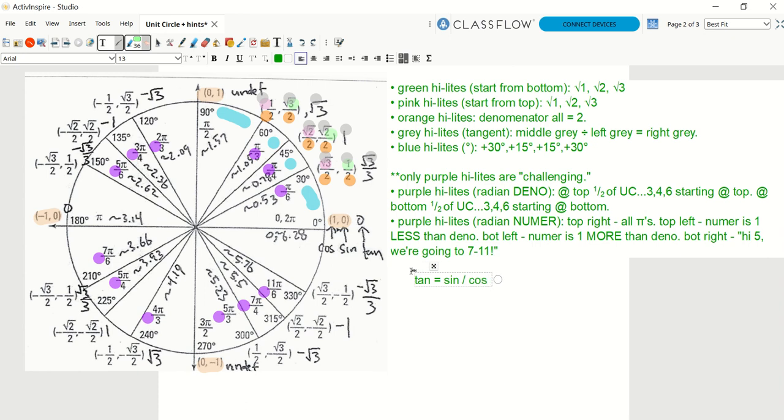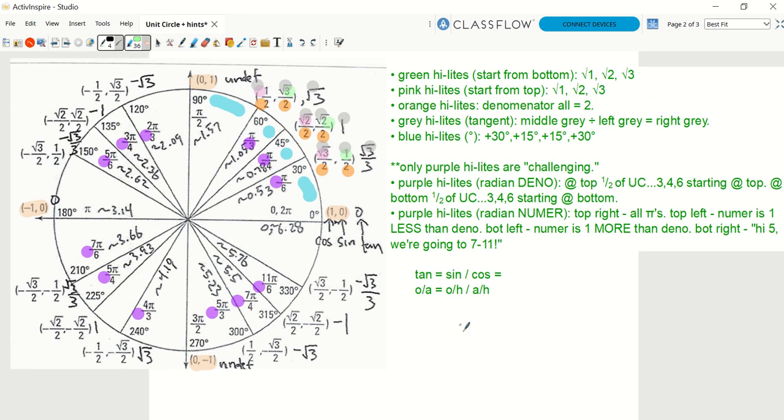because tangent is opposite over adjacent, sine is opposite over hypotenuse, cosine is adjacent over hypotenuse, and the hypotenuses cancel when you divide, leaving O over A. So tangent equals sine over cosine. To get this 0, we divide sine by cosine, which is the y coordinate by the x coordinate. 0 divided by 1 gives you 0. 1 divided by 0 gives you undefined, and so on and so forth. So the beige highlights, including the tangents, are super easy.